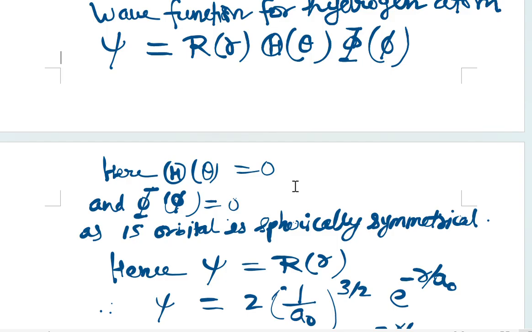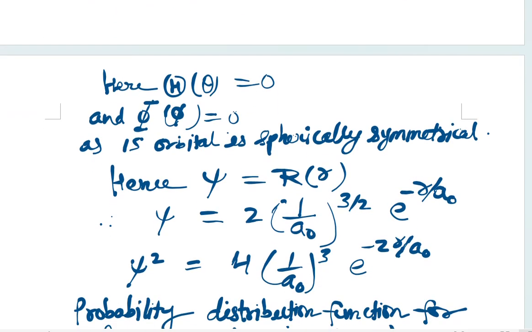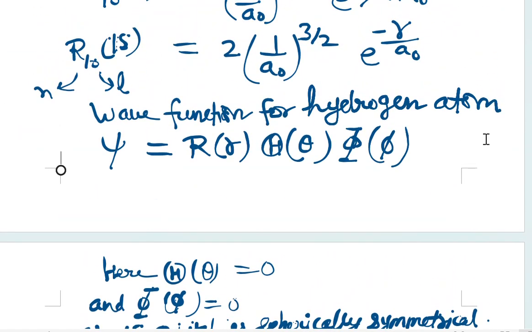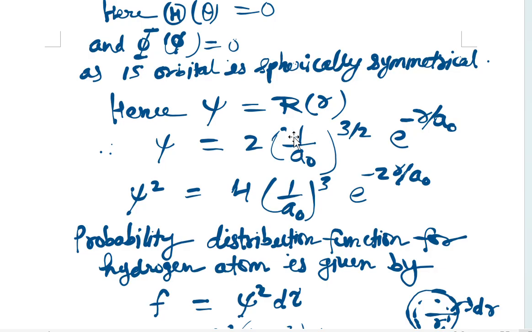Now we see that Theta(theta) is equal to a constant and Phi(phi) is also a constant. Why? Because the 1s orbital is spherically symmetrical, so the angular wave functions do not contribute. So our psi is equal to R(r). Now psi is equal to, we are putting the value of R(r), that is 2 into (1/a0)^(3/2) e to the power minus r by a0.